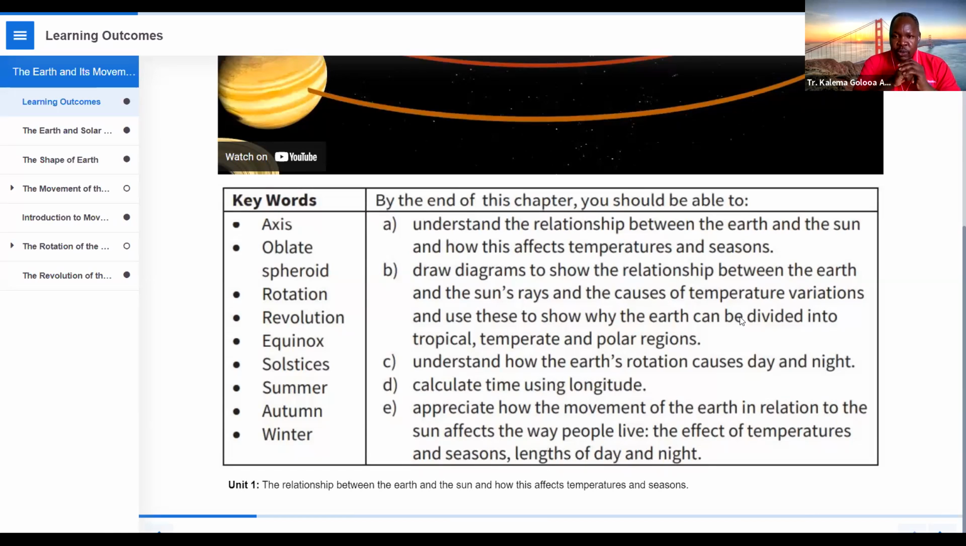Then you need to understand how the Earth's rotation causes day and night. Why do we have day? Why do we have night? How does the rotation of the Earth bring that about? We want to explore those things by the end of this chapter. You should be able to explain clearly. Don't simply say rotation. No, clearly. How does it lead to day and night?